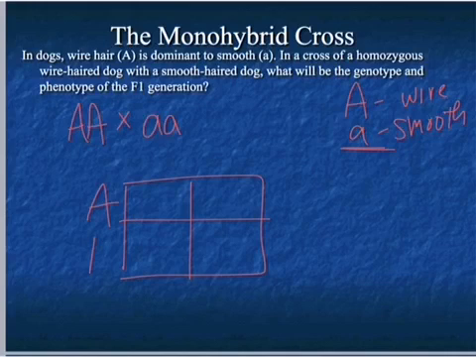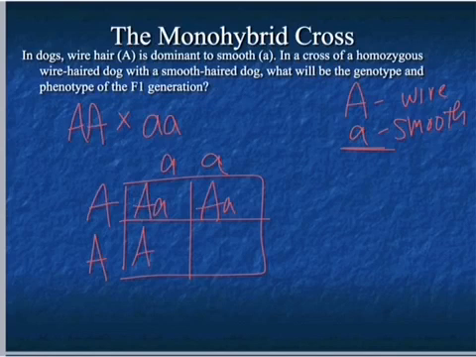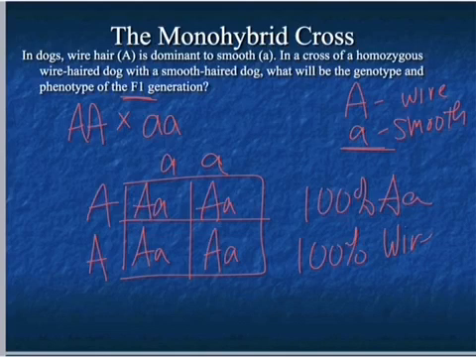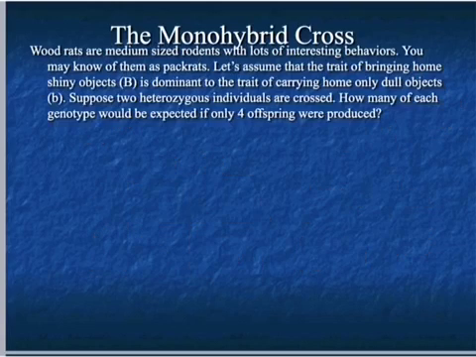Put one parent on one side, the other parent on the other, and go through and fill that Punnett square in. So we see that in the F1 generation, the first generation of children after the parents, we have 100% heterozygous for genotype and 100% wire hair for phenotype. Let's try the next problem.